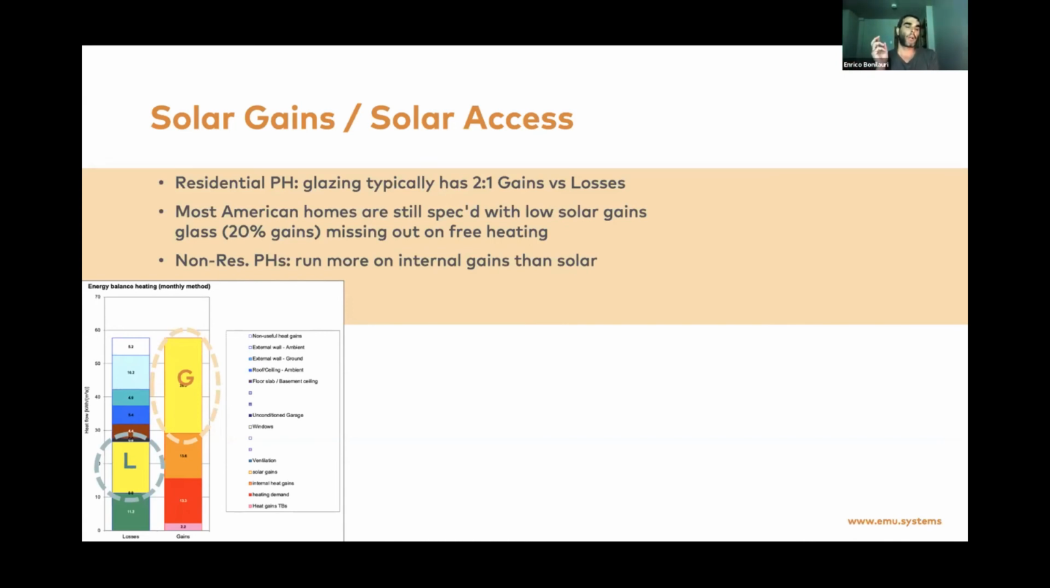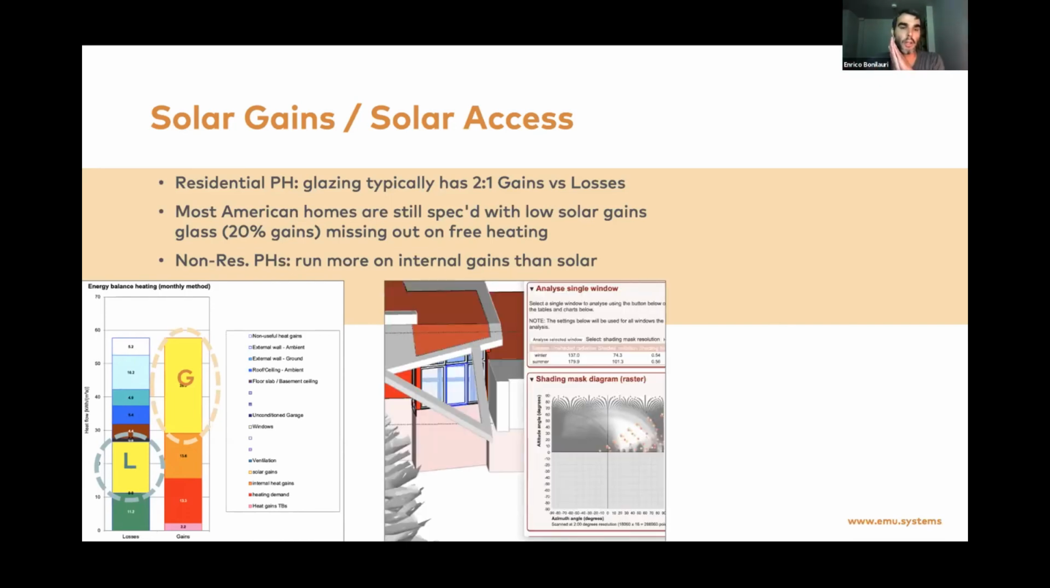Now, when it comes to non-residential passive house buildings, including schools, hospitals, offices, they rely a lot more on internal gains. You typically have much higher lighting, much more appliances such as computers, elevators, things like that, that give off more heat. So you need to rely less on the passive solar gains from the sun.